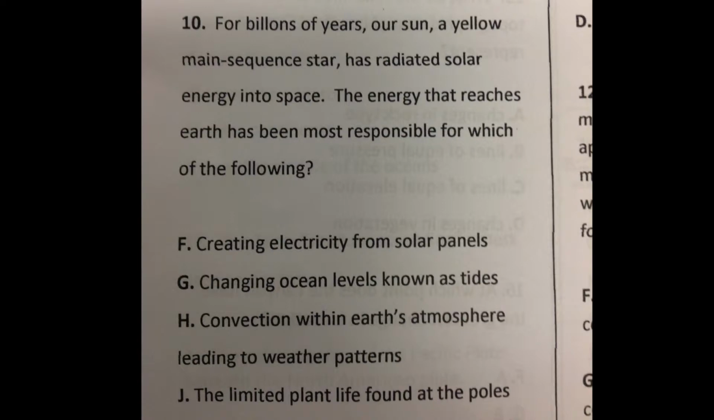Number 10. For billions of years, our sun, a yellow main sequence star, has radiated solar energy into space. The energy that reaches Earth has been most responsible for which of the following? F. Creating electricity from solar panels. G. Changing ocean levels known as tides. H. Convection within the Earth's atmosphere leading to weather patterns. Or J. The limited plant life found at the poles.